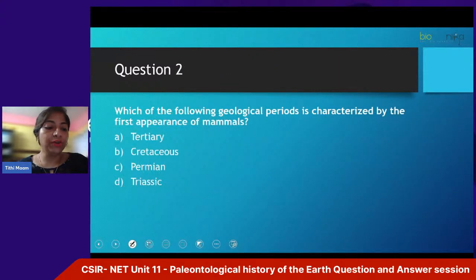Okay, moving on, next question. Which of the following geological periods is characterized by the first appearance of mammals? If we see this specific question, it has been asked multiple times. Two times the exact same question has been asked in the last 7 to 8 years. And other questions, combined with some other important events, like the part C type of question where you have to match it with the correct time or the period when it happened, have been asked many times.